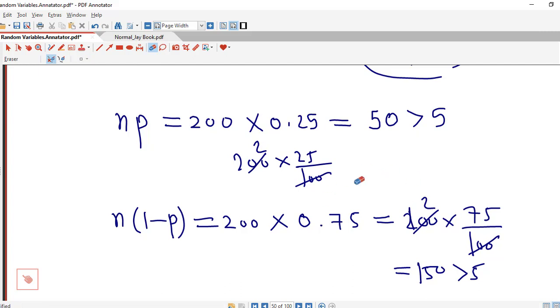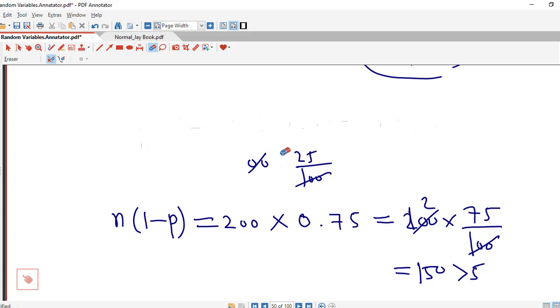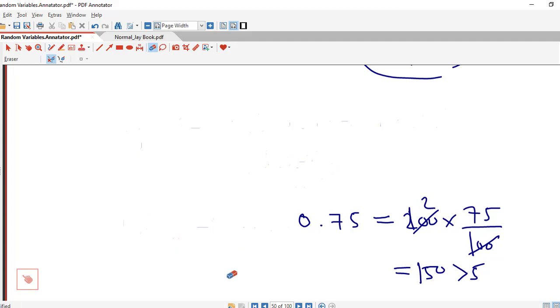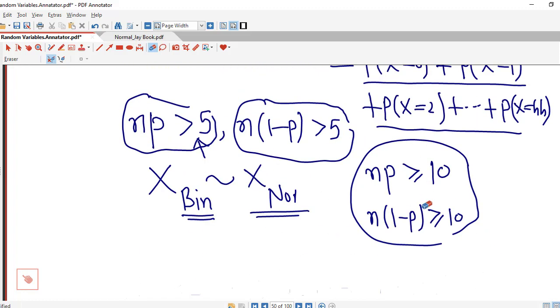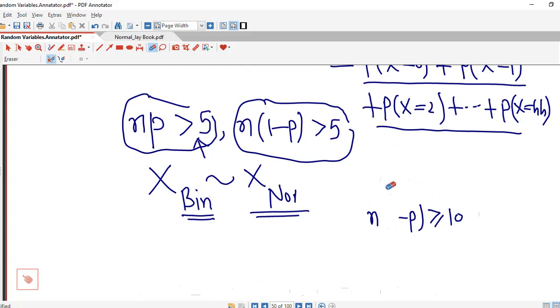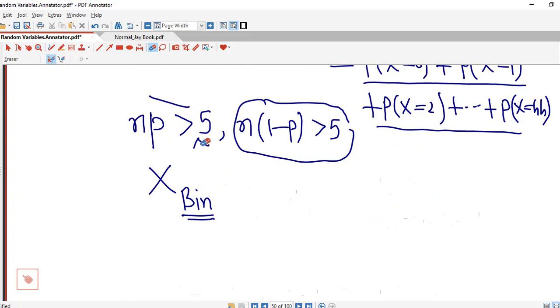using normal distribution, because normal distribution is good for approximating binomial distribution if n into p and n into 1 minus p both are greater than 5. In this problem it is already given that use normal approximation to find out required probabilities, so we don't need to show all these requirements. This is just for understanding.